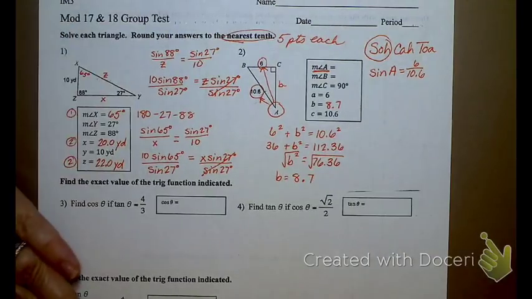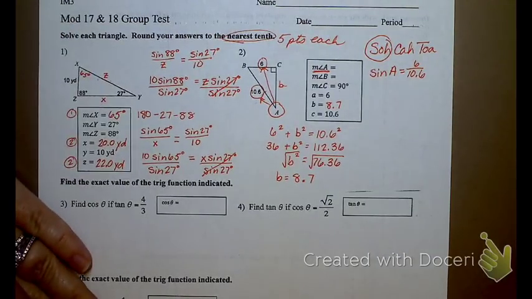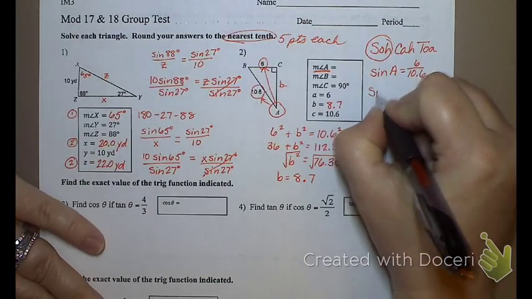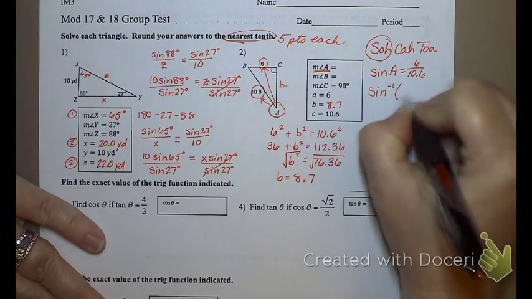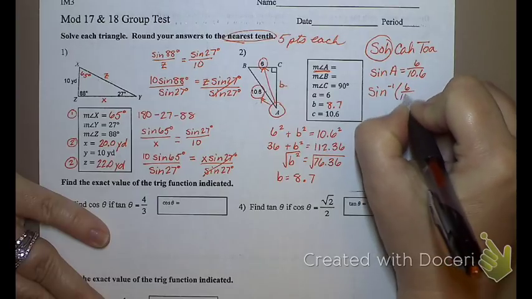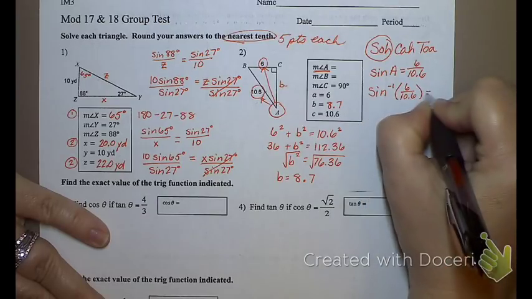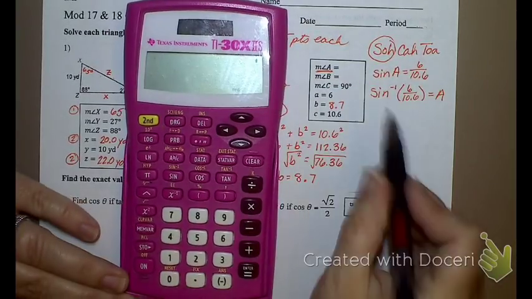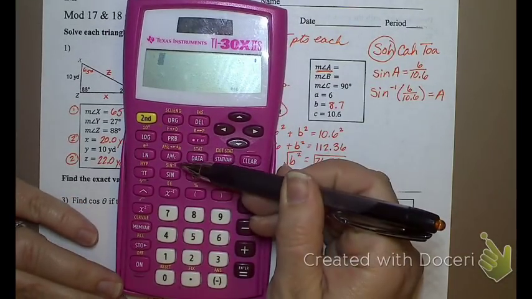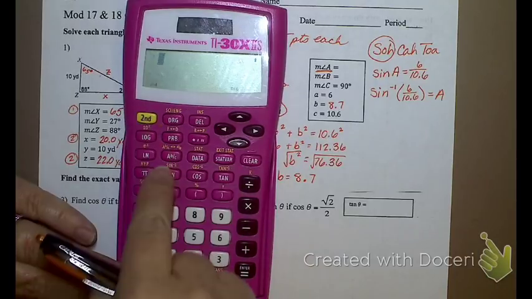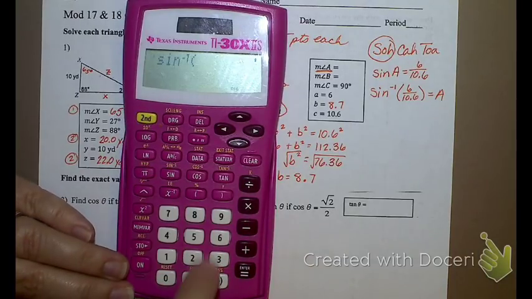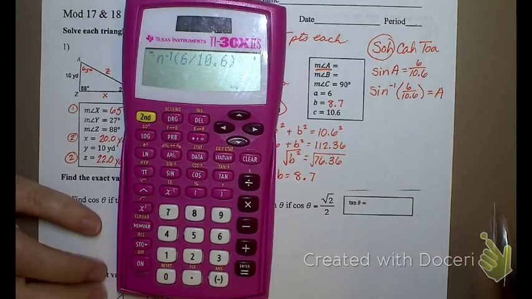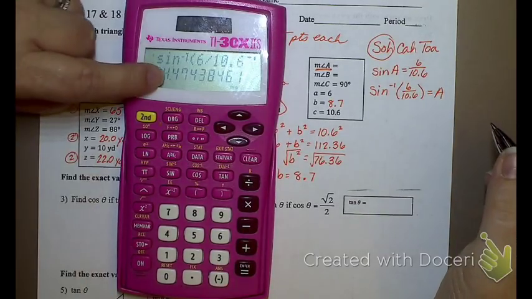Correct? How do I find angle A, though? You have to use the inverse sine. That's the sine -1 of 6 over 10.6, and that result will be angle A. So I need to go to my calculator. How do I get that inverse sine? Well, that's right above my sine button. So I have to hit second sine of 6 over 10.6. And I get 34.47.